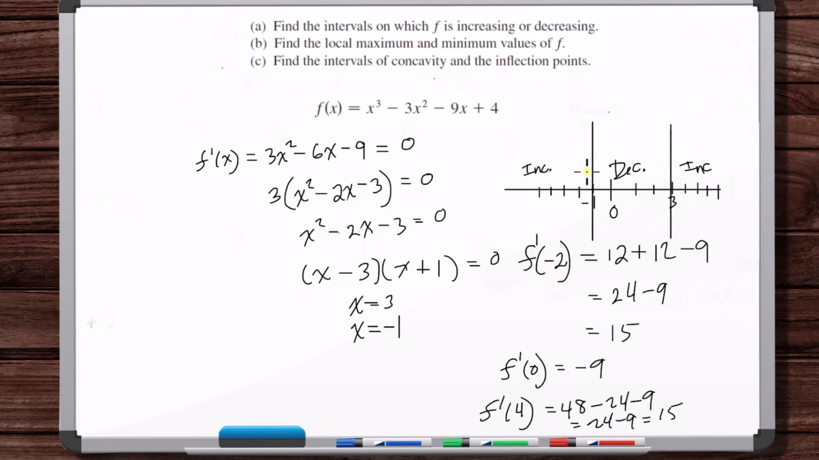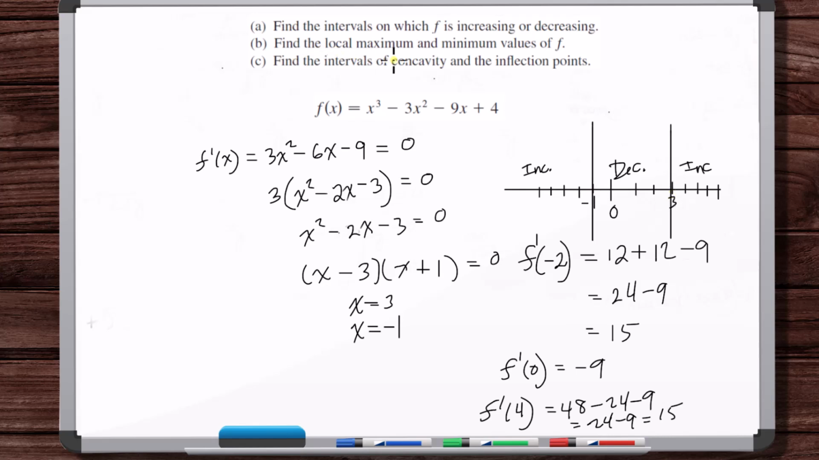Okay, so there are the intervals where the function is increasing and decreasing. From minus infinity to minus 1, the function is increasing. That means the first derivative is positive. From minus 1 to 3, the function is decreasing. The first derivative is negative. And then from 3 to infinity, increasing. The first derivative is positive. But you would put open intervals because at these critical points, it's not increasing or decreasing. The first derivative is equal to 0.